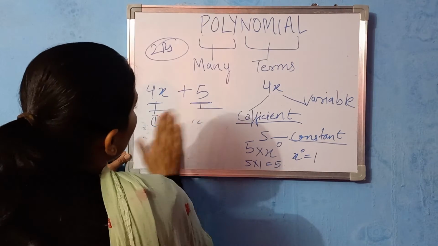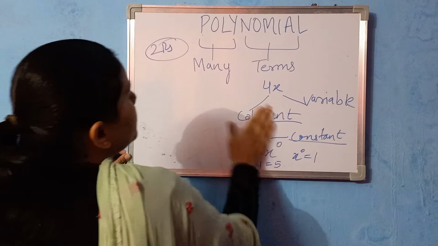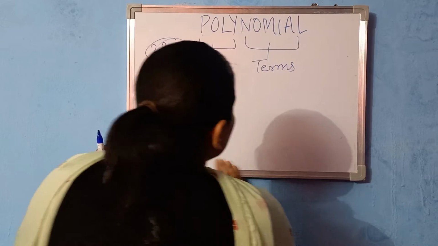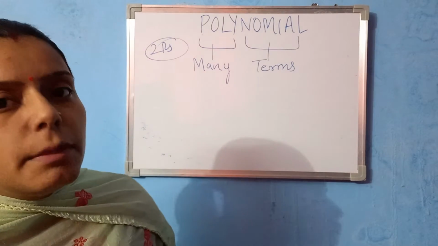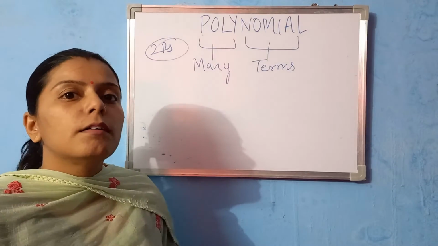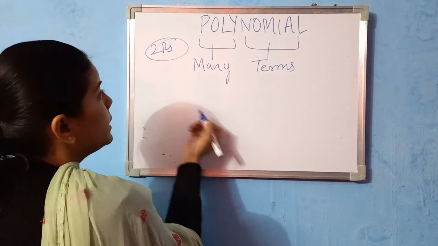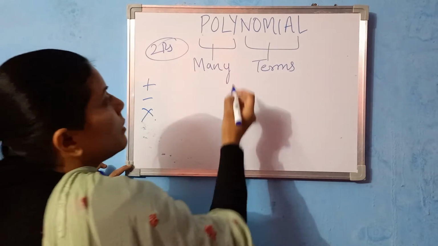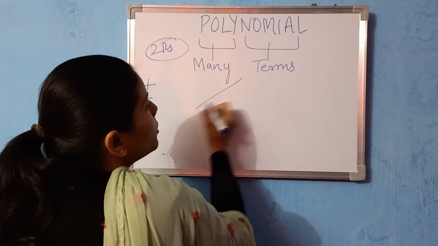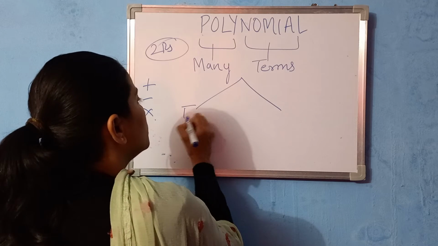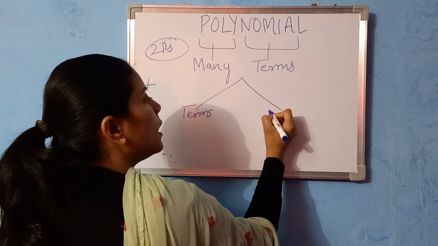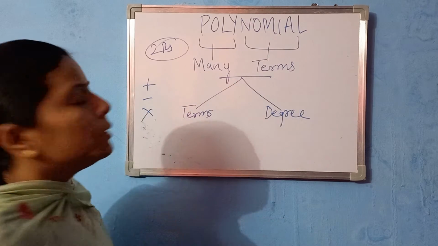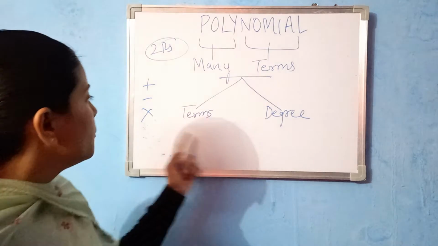Okay, here is an expression in which we apply some mathematical operations: multiplication, addition, and subtraction. Okay. Now we classify the polynomial in two ways, on the basis of terms and degree. Okay. On the basis of terms and degree.